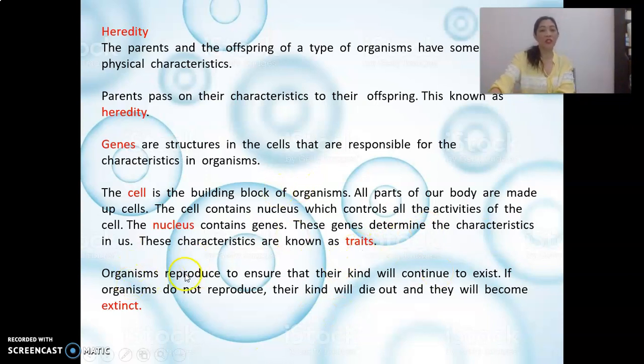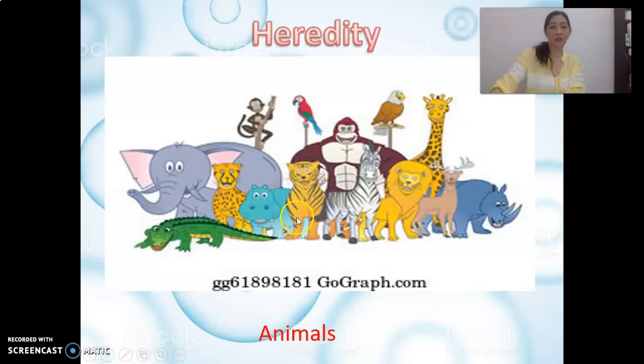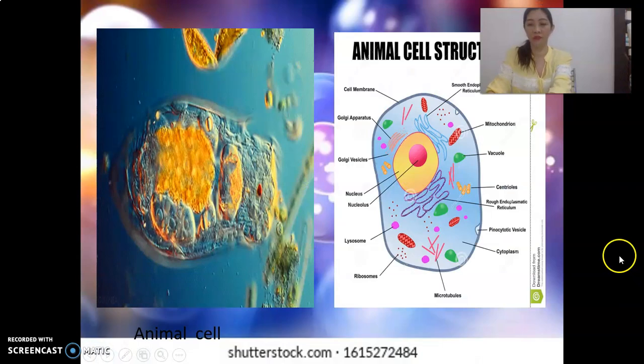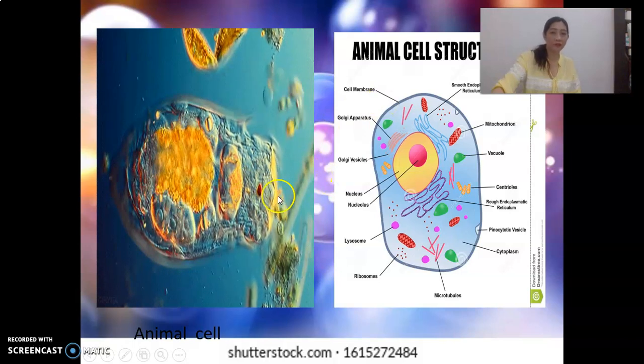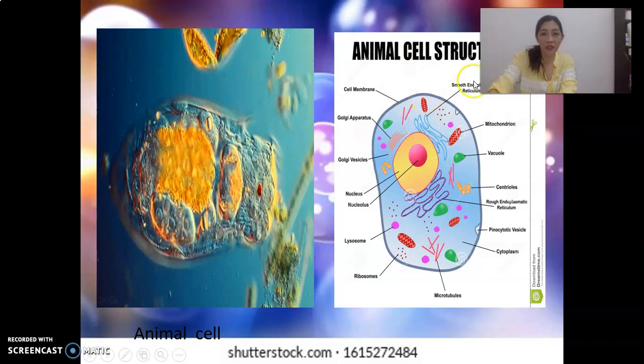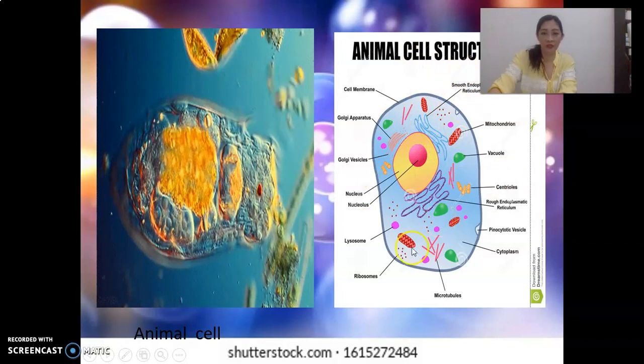So organisms reproduce to ensure that their kinds will continue to exist. If organisms do not reproduce, their kind will die out and they will become extinct. So this is heredity. This is the animal cell inside of their body. So this is the animal cell structure.